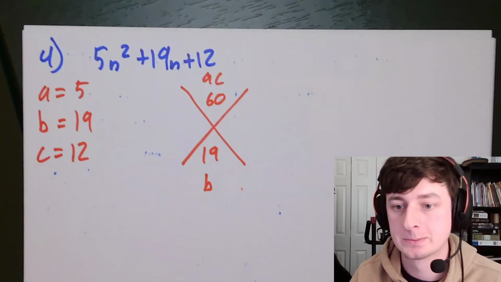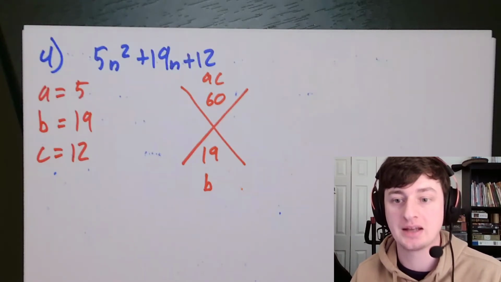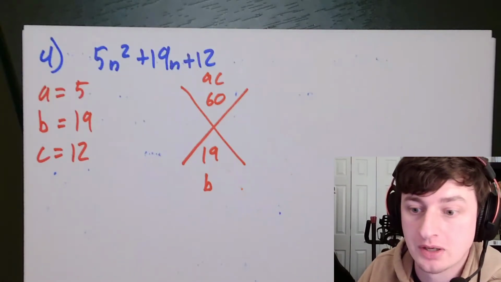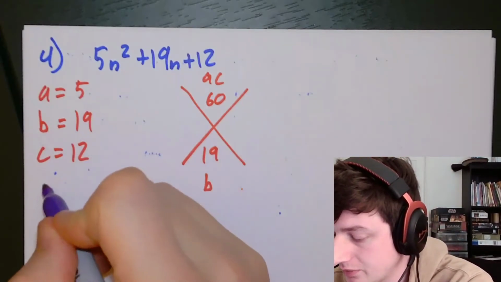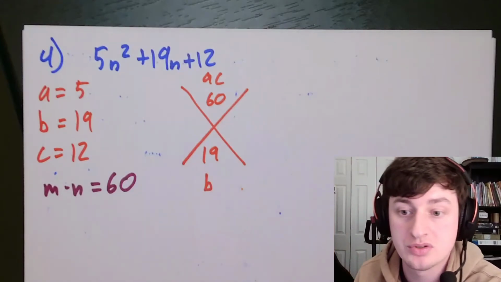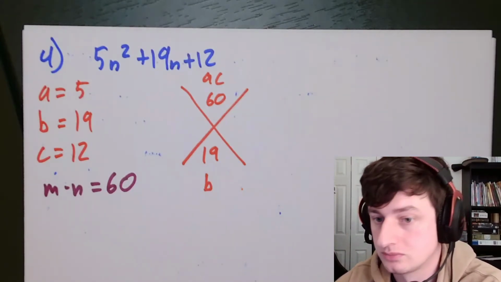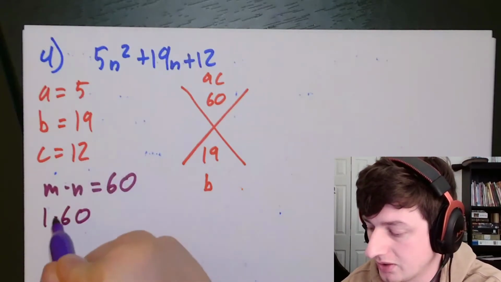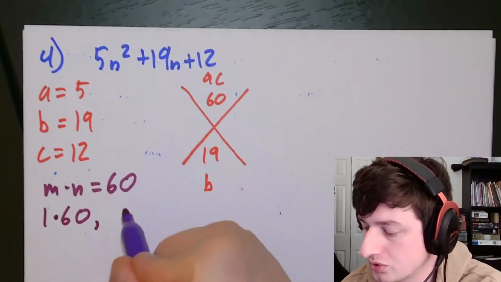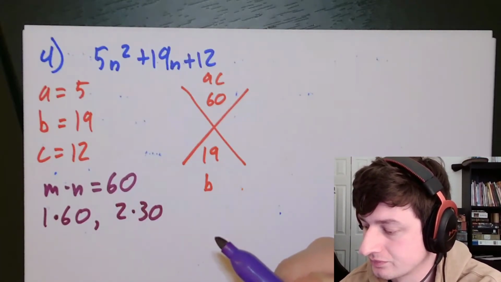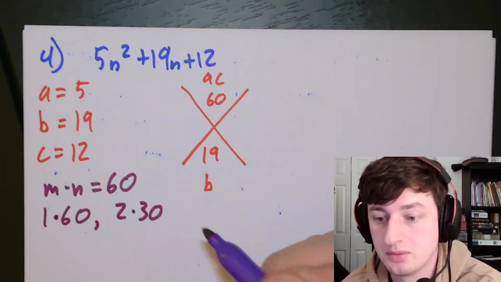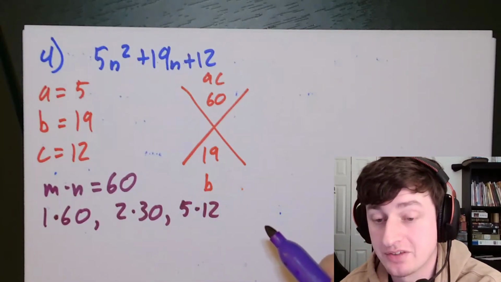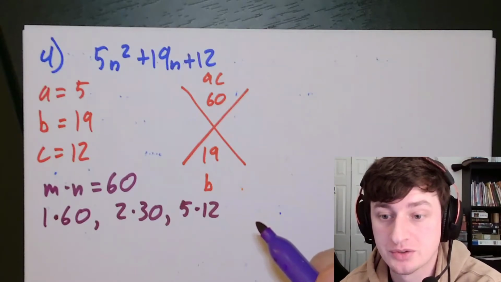From there, we need two numbers that multiply to make 60 and add to be 19. I'm going to be honest, I don't know off the top of my head. So what we can do is figure out, m times n needs to equal 60. What are numbers that multiply to make 60? There's a lot. Let's see, 1 times 60. That's not going to add to make 19. We could do 2 times 30. That's not going to add or subtract to make 19. We could do 5 times 12. That's going to make 17 or 7 if we add those. So that's not 19 either.